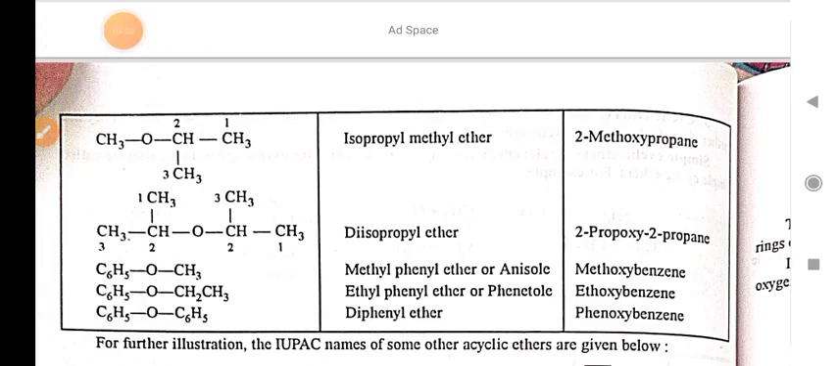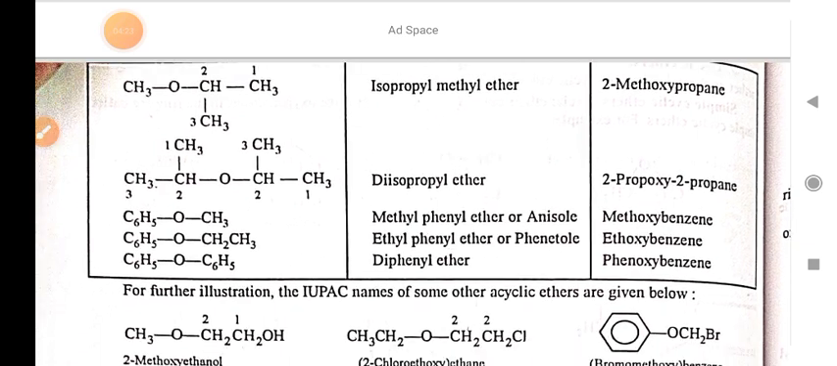Now, isopropyl methyl ether, its IUPAC name is 2-methoxypropane. Diisopropyl ether, its IUPAC name is 2-propoxypropane. Methyl phenyl ether or anisole, its IUPAC name is methoxybenzene. Ethyl phenyl ether or phenetole, its IUPAC name is ethoxybenzene. Diphenyl ether, its IUPAC name is phenoxybenzene.